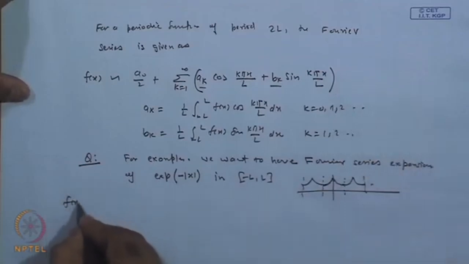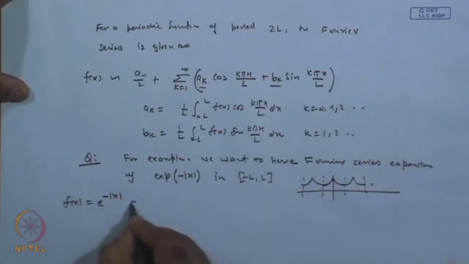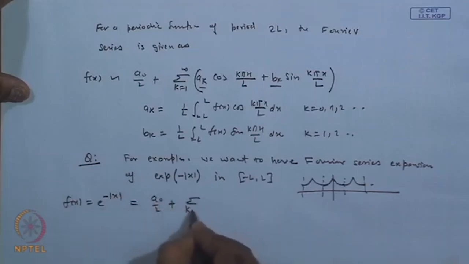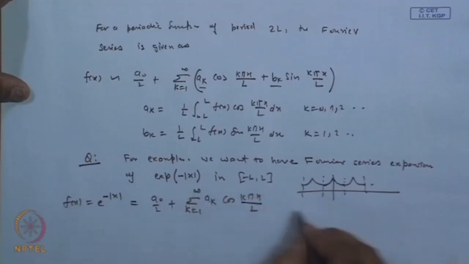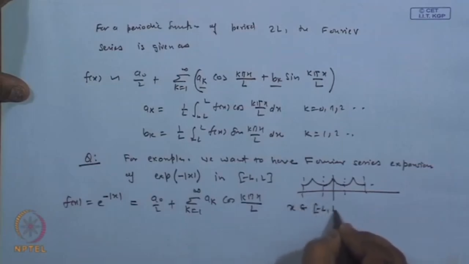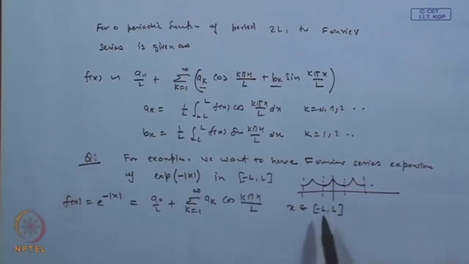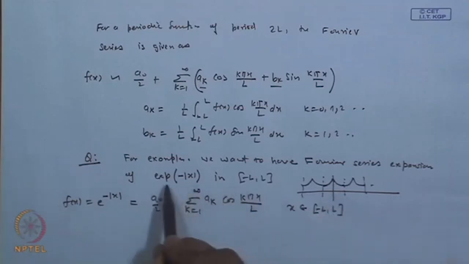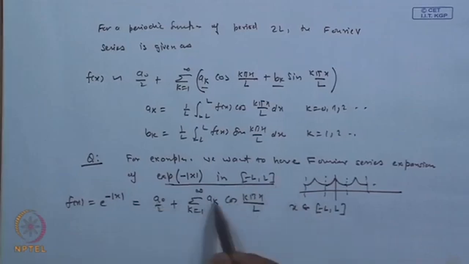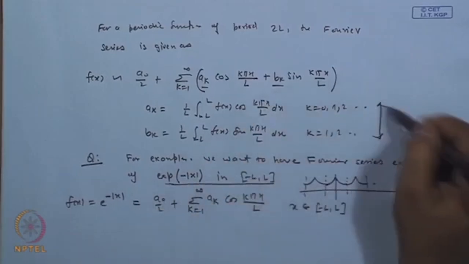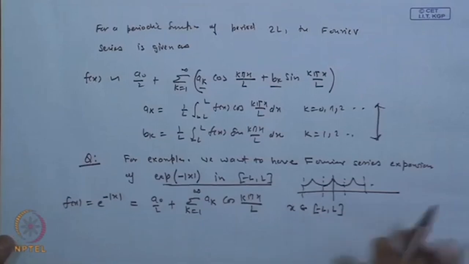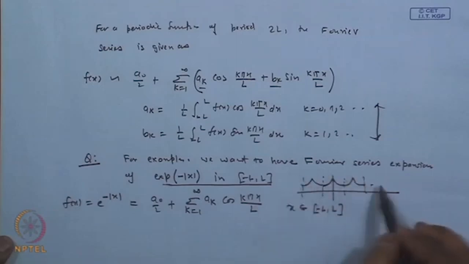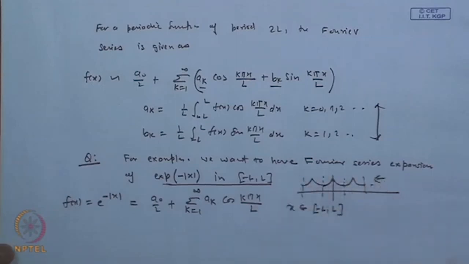So in that case, we will get this representation, a naught by 2 and this a k and cos(k pi x over L), and this will be valid for this function from minus L to L. This can represent this function in this range or in this interval. This a k and b k one can calculate with the help of these given integrals. But now the point is that the function was given from minus L to L. So, as this extension we have, the function becomes a periodic function of period 2L.